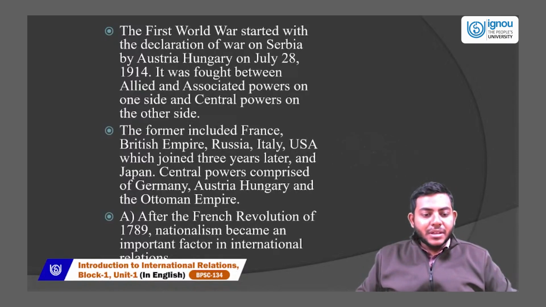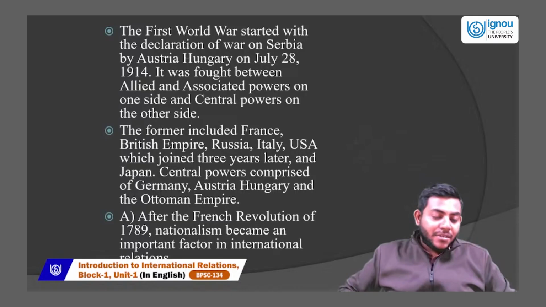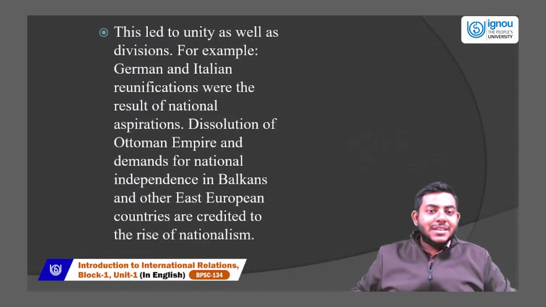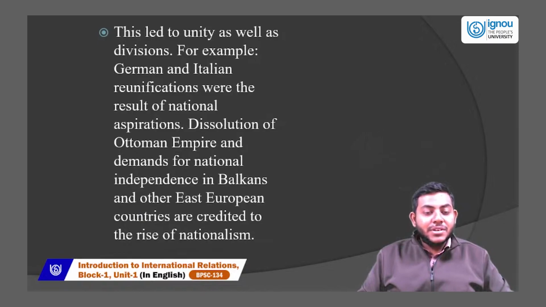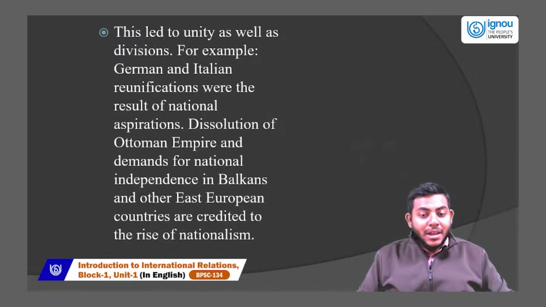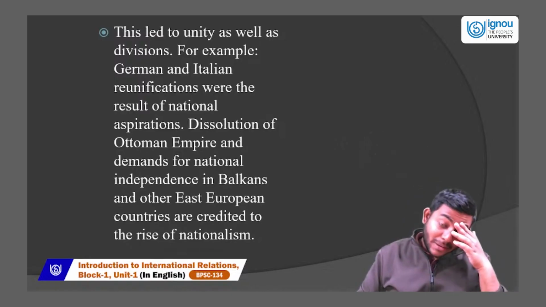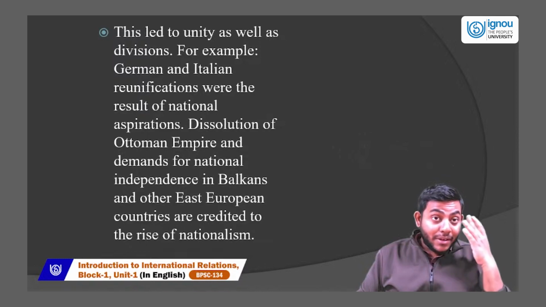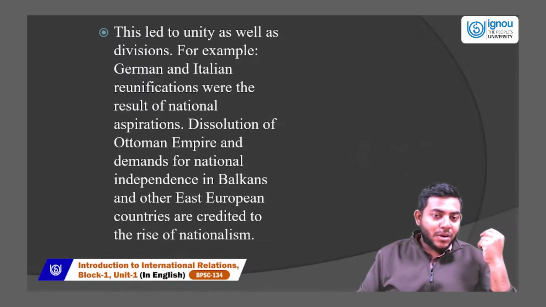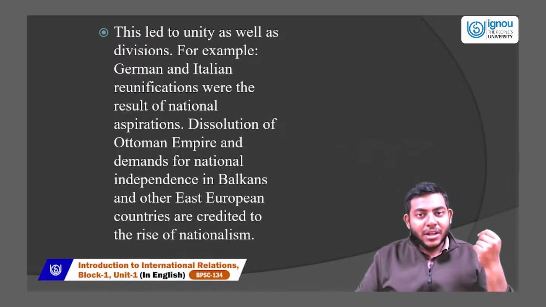After the French Revolution of 1789, nationalism became an important factor in international relations. This led to unity as well as divisions. For example, German and Italian reunifications were the result of national aspirations. The dissolution of the Ottoman Empire and demands for national independence in the Balkans and other East European countries are credited to the rise of nationalism. In fact, it was a Balkan nationalist, Gavrilo Princip, who in a way initiated and was responsible for the First World War.